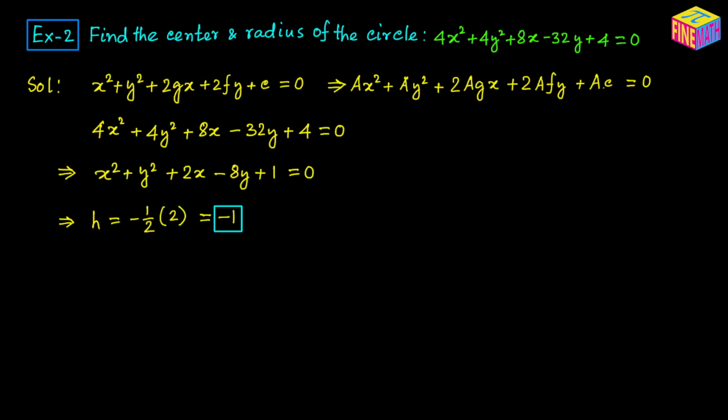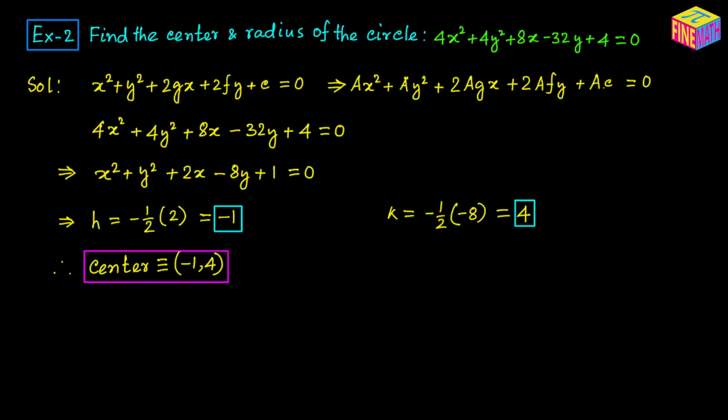Let's now try to find the y coordinate of the center. We know that k is equal to negative half times the coefficient of the y term. So in this case it will be negative half times negative 8, and that will be equal to positive 4. So we have found the y coordinate of the center as well. So then we can say that the center is located at negative 1, 4.